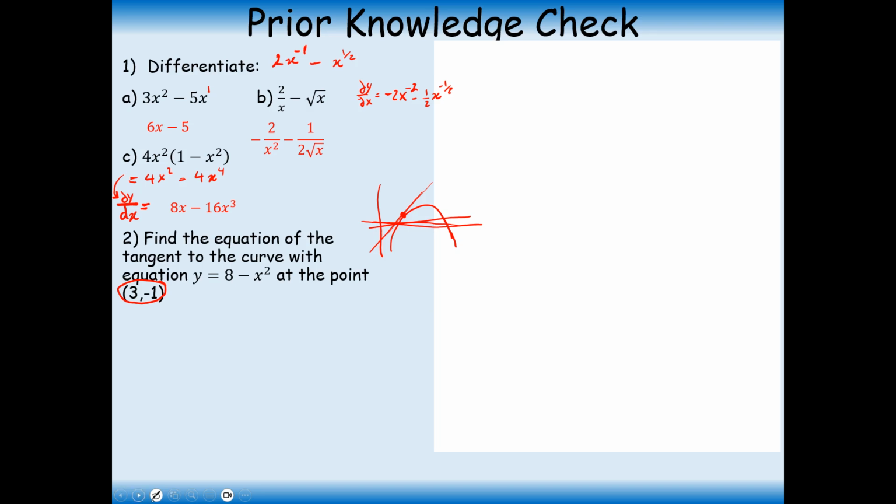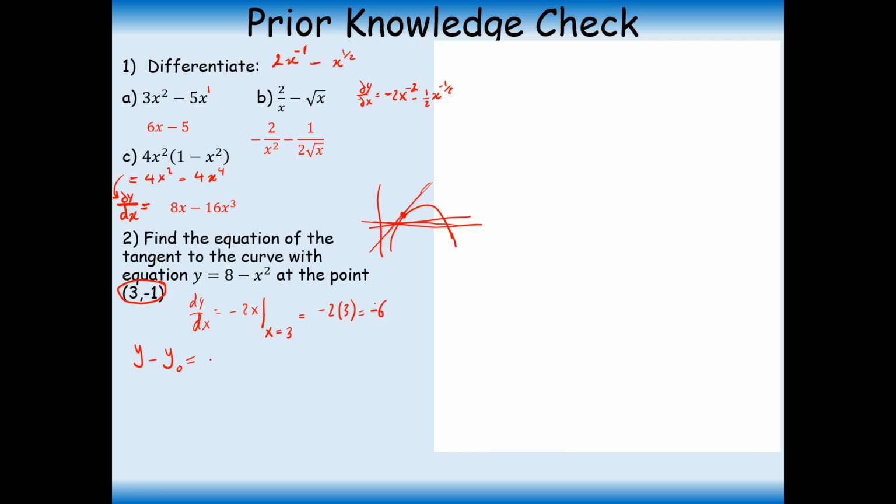So the question is asking us to calculate that, and to do that, first we need to figure out the gradient of the straight line by differentiation. So we're going to say dy by dx is going to be negative 2x, and we're going to evaluate this expression when x equals 3. So when we substitute 3 there, we'll have negative 6 as the gradient. So at that particular point, the gradient is negative 6.